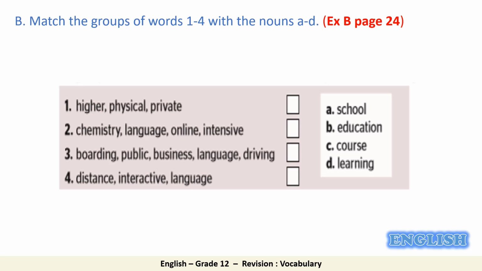In this activity, we will match the groups of words 1 to 4 with the nouns A to D in order to form collocations. I would like you to take a few minutes to read through the words and the nouns, then stop the video and do the task.